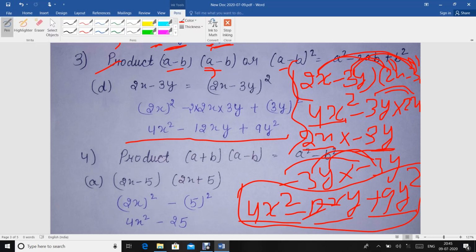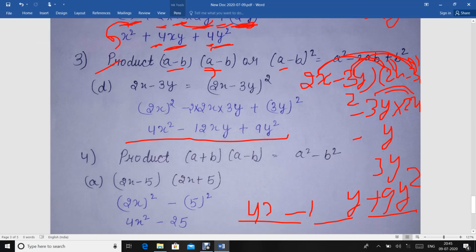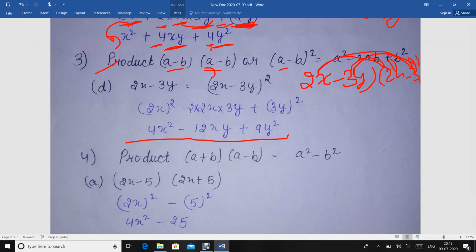So you can prove these identities by the method of multiplication also. All the identities are completely based on the concept of multiplication. If you multiply these terms with each other, you will get the same answer as given in the identity. So it will be beneficial for you to learn these identities, because it will be time saving for you. And also questions are based on the identities, because questions are asking to solve using the identities.